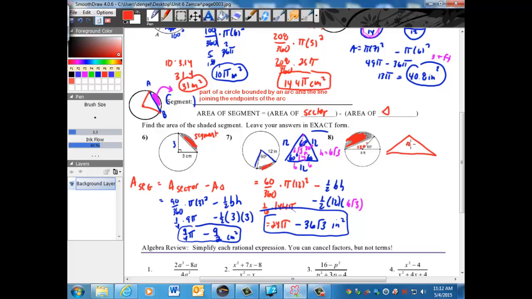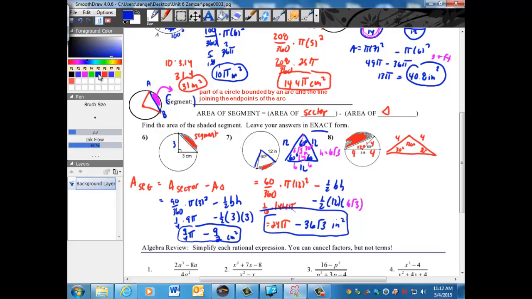If this is 120 degrees, and again, we're told that our diameter is 8 feet, so that means this radius is 4, and this radius is 4. We have 4 and 4. And since these two sides are the same, these two angles must be the same, so that means we have a 30 degree and a 30 degree.